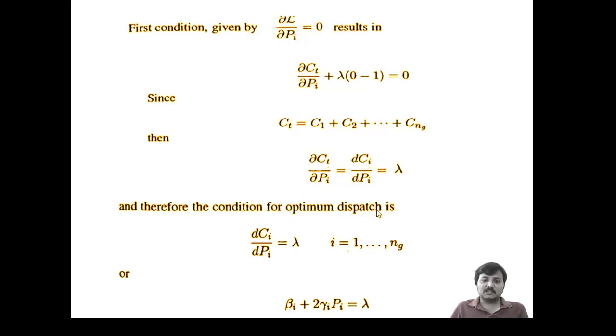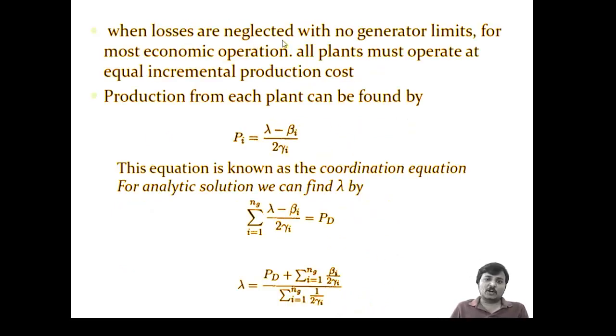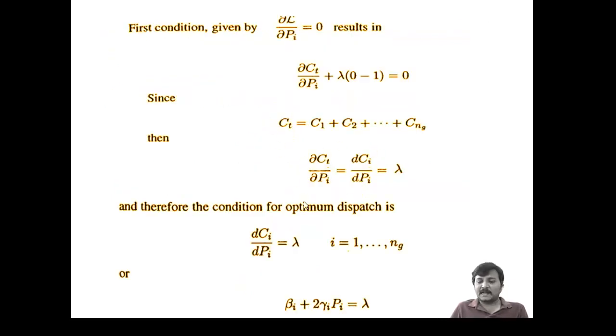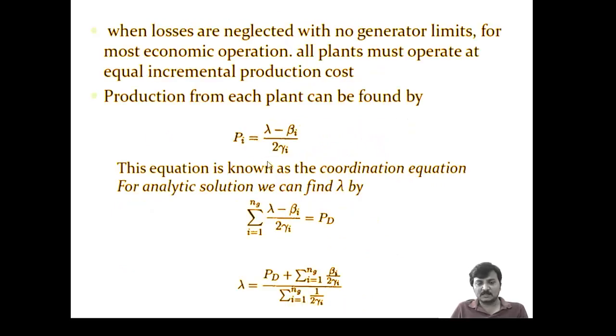Therefore, the condition of optimum dispatch, dou Ci by dou Pi is equal to lambda, we have to maintain, where i is equal to 1 to n generators. Now lambda is equal to dou Ci by dou Pi. Differentiating the cost function with respect to Pi, we get beta i plus 2 gamma i Pi is equal to lambda. When the losses are neglected with no generation limits, for most economic operation, all the plants must be operated at equal incremental production costs. So all the generators must maintain the same incremental cost. The slope of that is the same.